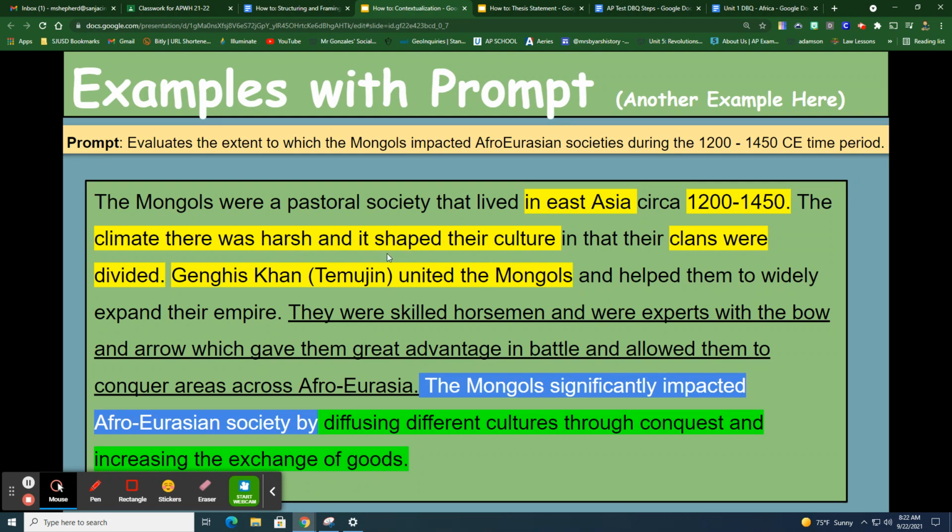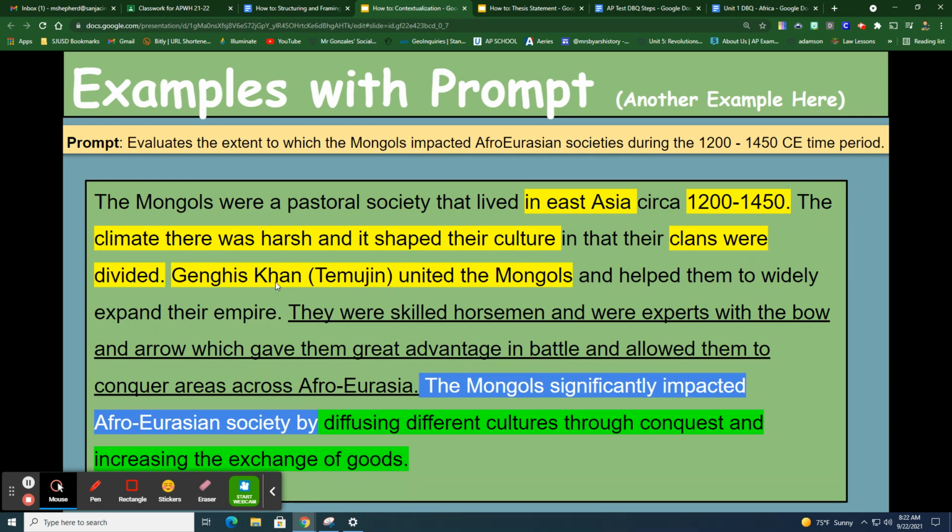That's a second piece of background information. In that, their clans were divided. They were decentralized. They weren't centralized, right? That's a third piece, really, of information. Genghis Khan united the Mongols and helped them to widely expand their empire. Again, Genghis Khan, a fourth piece of information. She's going above and beyond.